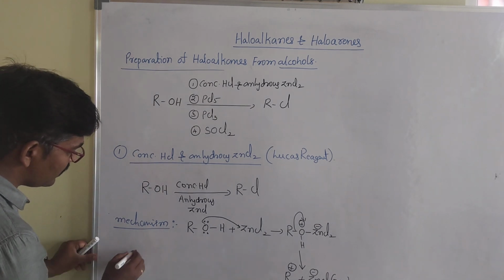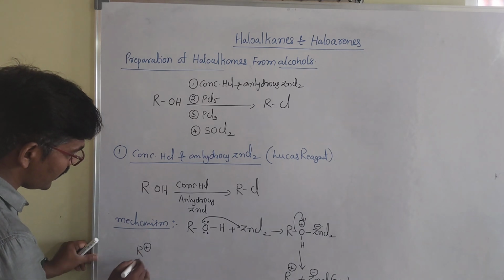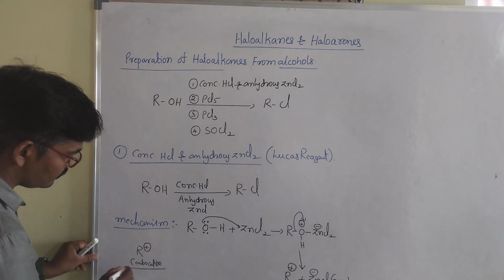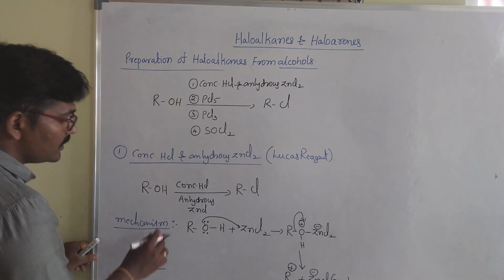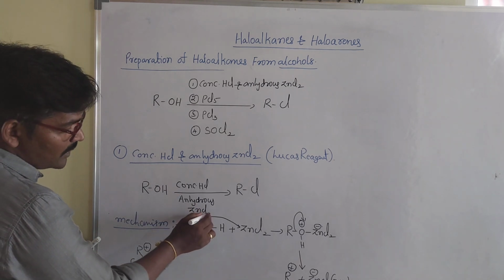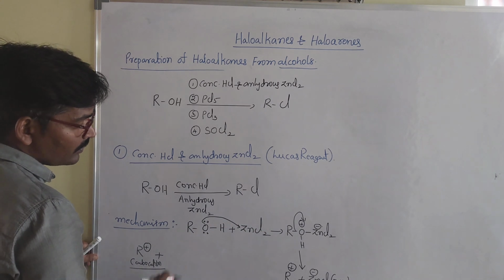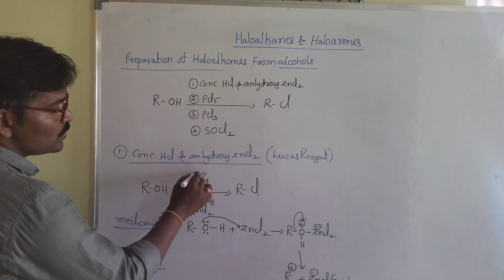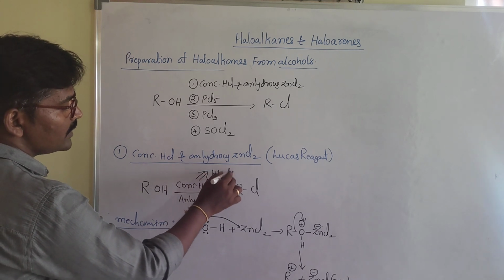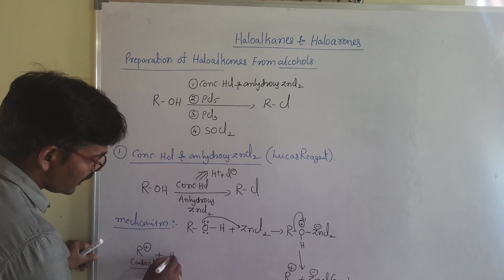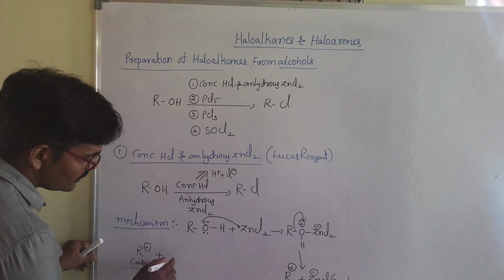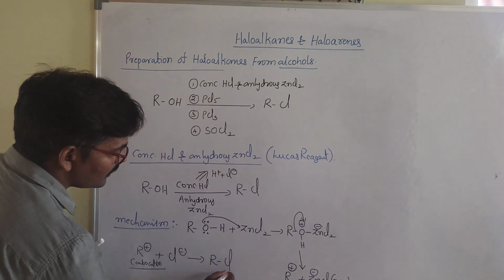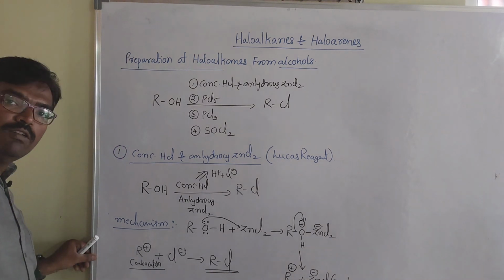Next step, what happens? Here one species is R+, the carbocation. Only ZnCl2 is involved in the reaction now. Then one more is there, concentrated HCl, which can dissociate into H+ and Cl-. Now Cl- will attack the carbocation, and then R-Cl, the alkyl halide or haloalkane, will be formed.